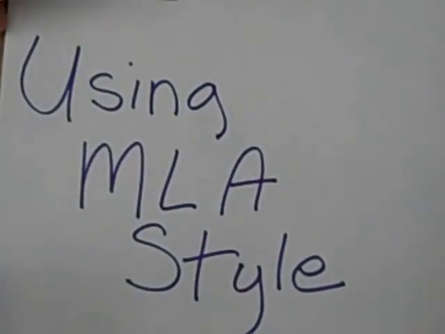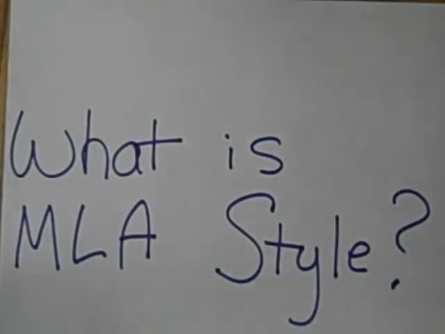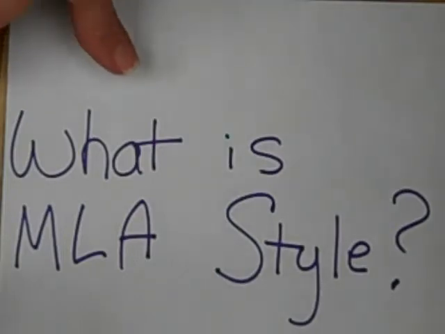Using MLA Style, or how to document your sources. What is MLA Style? The Modern Language Association has developed a set of rules to follow when documenting your research and writing your research papers. This is called the MLA Style, and this is what style you will be using for all your research papers in English classes in middle and in high school.